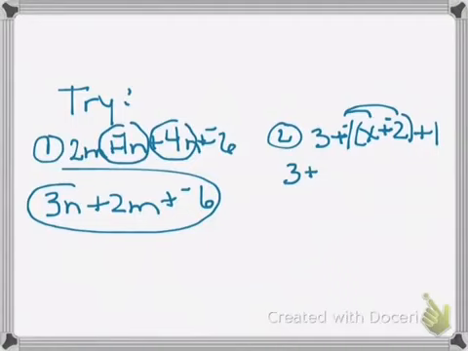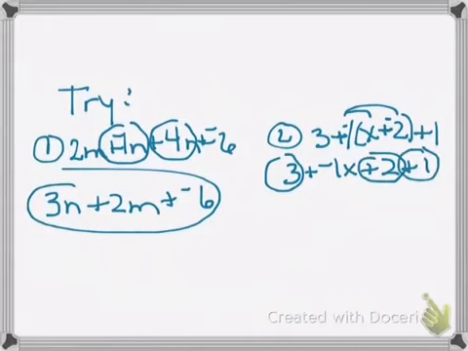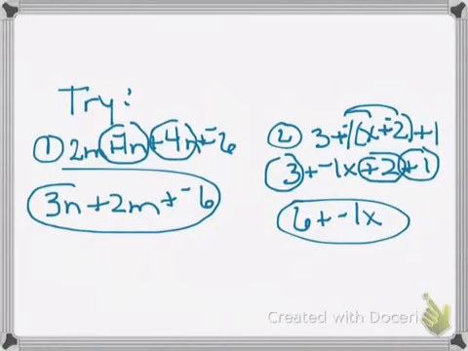Negative 1 times a positive x is negative 1x. Negative 1 times negative 2 is positive 2. Bring down your plus 1 in the back. Now look for like terms. I actually have 3 constants I can combine. 3 plus 2 plus 1 should be 6. The x term has nothing to combine with, so bring down plus negative 1x.